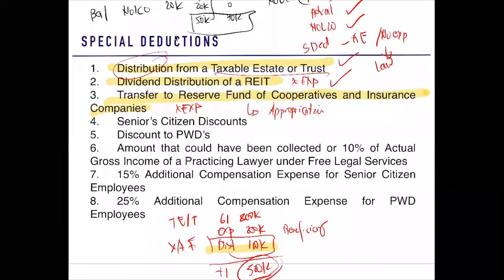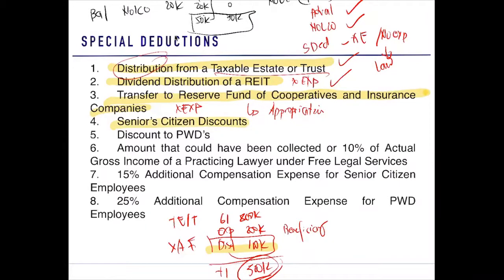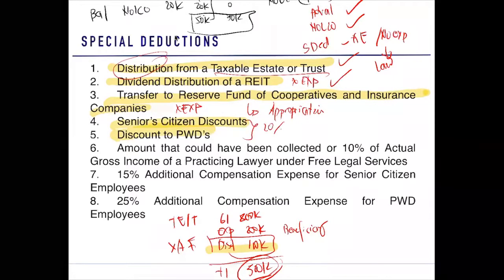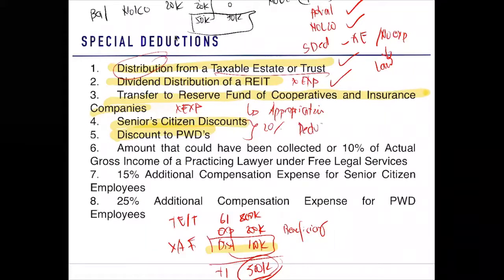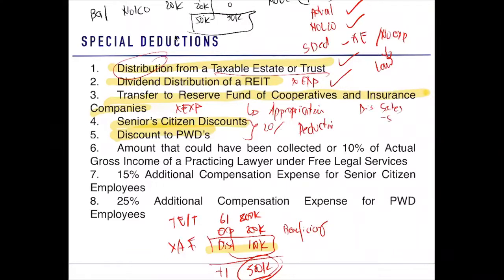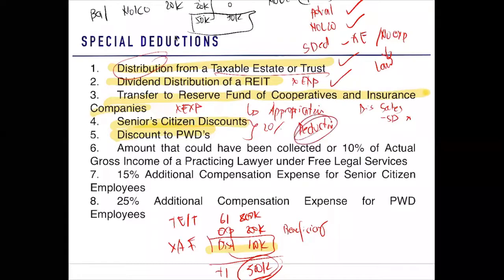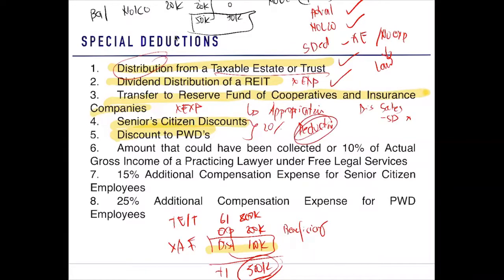Next, senior citizen discount. This one again is not a deduction. Actually, it is a discount, including discount to PWDs. So the amount of discount is 20%, right? So the amount given as a discount is treated as a deduction. So mag-ingat kayo dito, hindi porke discount siya, nandun siya sa part ng sales less sales discount. Wala siya dyan. Nasa deduction siya. Okay? It is not part of sales discount. It is part of your deduction.